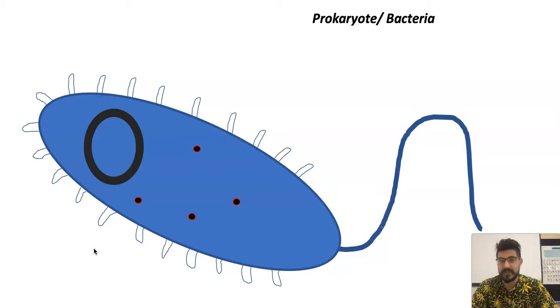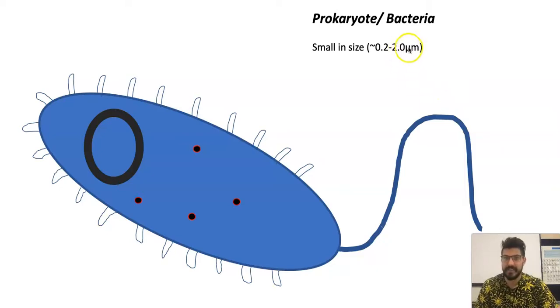So they're very simple in cell design and very, very small in size. They're only around about 0.2 to 2.0 micrometers. So the little U in front of the M there stands for micro, because mm is already taken up by millimeters, so you've got micrometers with the um.